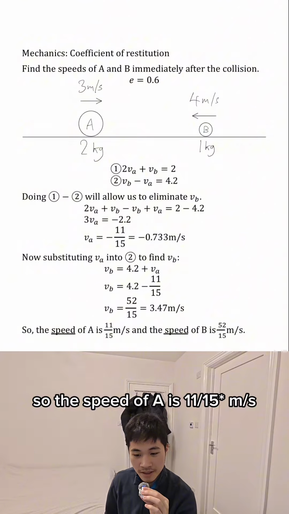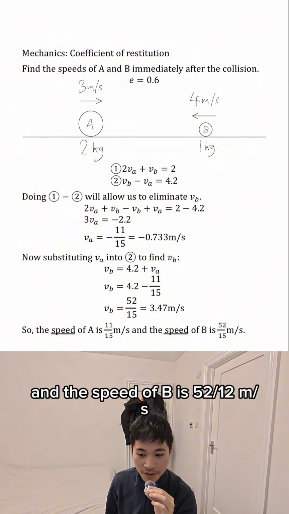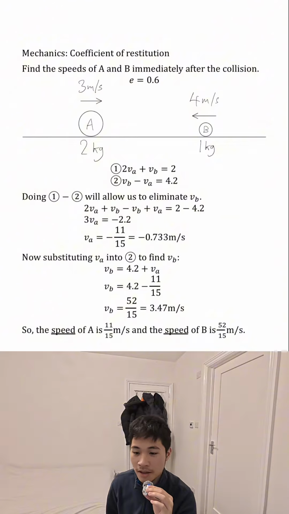So the speed of A is 11/5 meters per second, and the speed of B is 52/12 meters per second. And yeah, that's it.